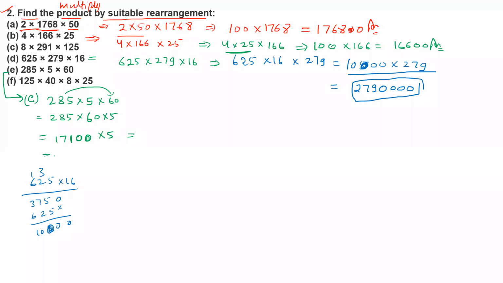Now multiply by 5. So I will get, okay, so what I will get here, 0, 0, 5 ones are 5, 5 sevens are 35, 3 carry, 5 ones are 5 plus 3, 8. So this is the answer. Okay.